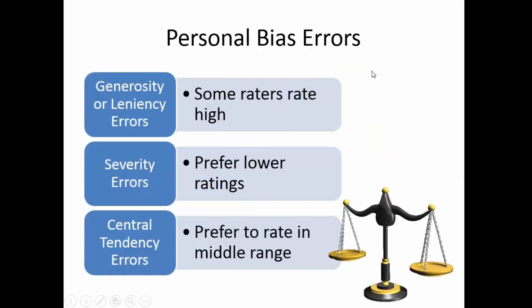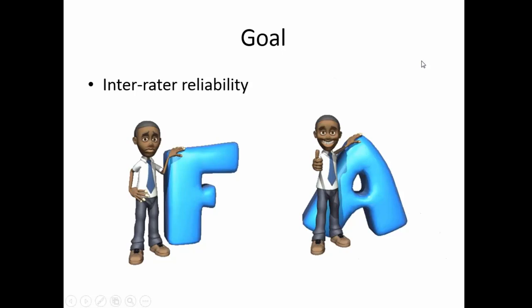We also have some raters who always rate high. Some of them are very critical and rate low. The tendency, however, is to kind of rate people in the middle. So understand where you are when you're grading students. But the goal is this inter-rater reliability. In other words, being able to create a scoring rubric so good that two people can grade the same student or the same product or watch the same process and come up with a similar score.